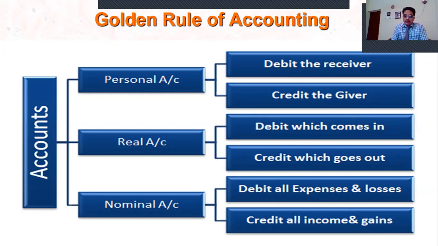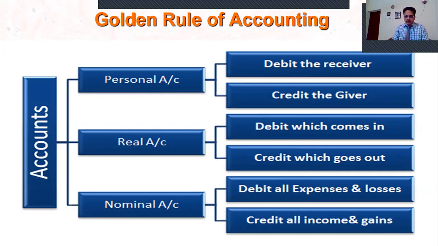And in real account, what is the rule? Debit what comes in and credit what goes out. Real accounts are the accounts of assets and properties. When any asset comes to the business, debit it. When any asset or property goes out of the business, credit it. So debit what comes in, credit what goes out.